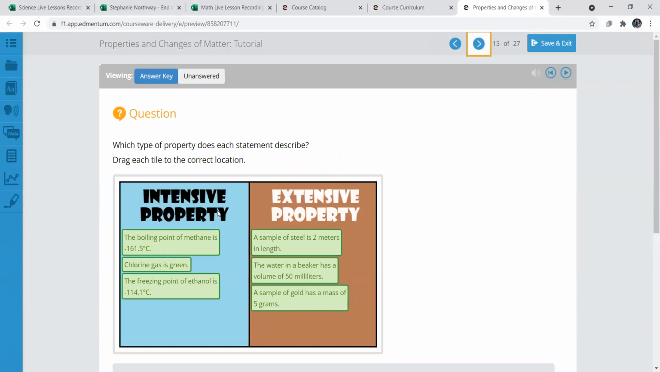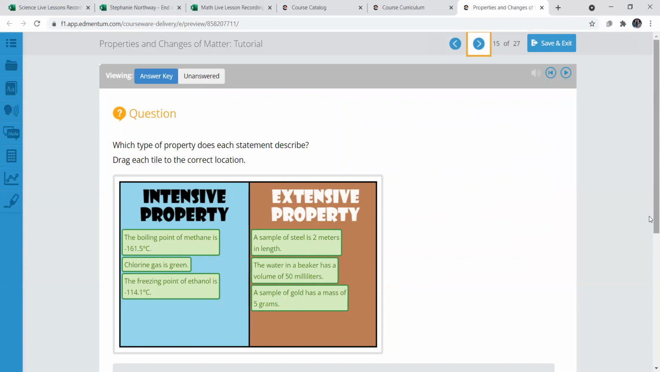Okay, so then here we have examples of intensive and extensive properties. I know I said that I would not do the questions, but I will review this one, because I feel it is a little bit important. Intensive properties: the boiling point of methane is negative 161.5 degrees Celsius. So that would be intensive.